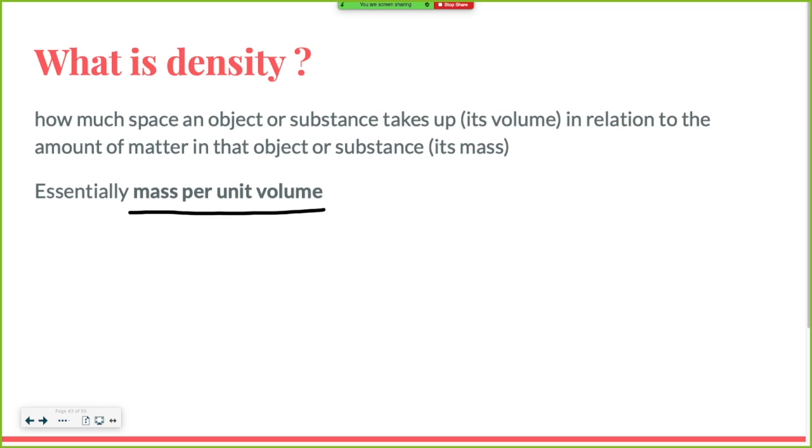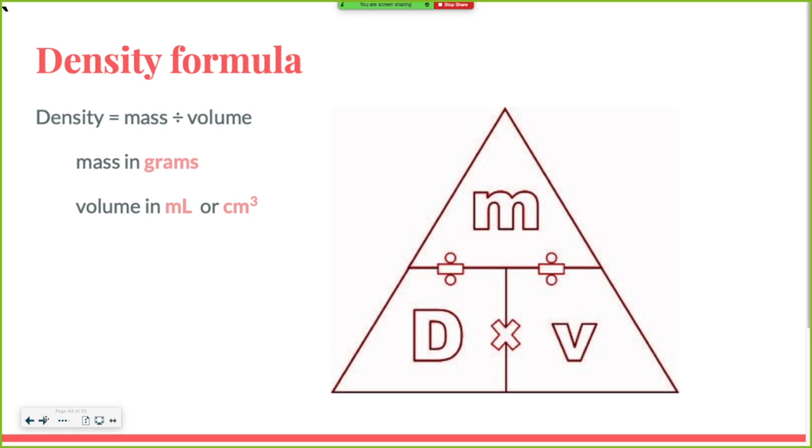I see some of you writing. I'll give you a few seconds. All right. Density formula. Density is going to be mass divided by volume. So we said density is the amount of mass that is present per unit of volume.